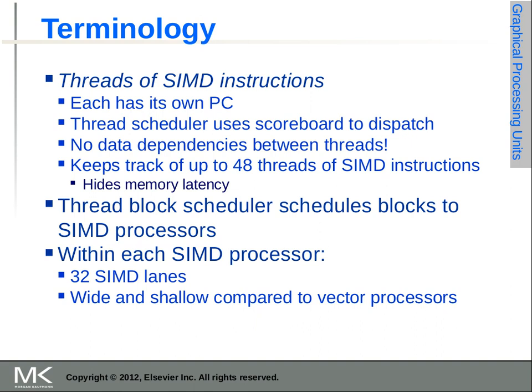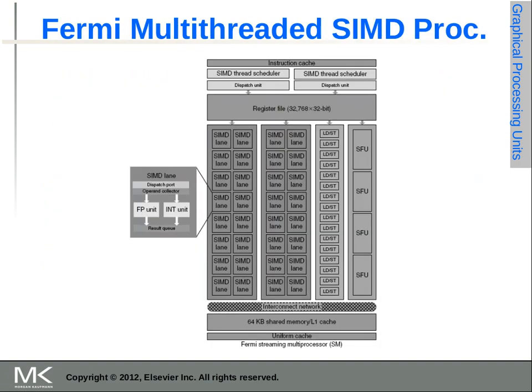Let's see. It keeps track of 48 threads of SIMD instructions to hide memory bandwidth. The thread block scheduler assigns blocks to the processors, and within each processor you have 32 SIMD lanes, wide and shallow. There's a hierarchy, and you just keep drilling down until you finally start executing things. There are 32 SIMD lanes, and there are no data dependencies because they're working kind of like with vectors. When you use a GPU, you're basically telling the GPU there are no data dependencies, just crunch these numbers.